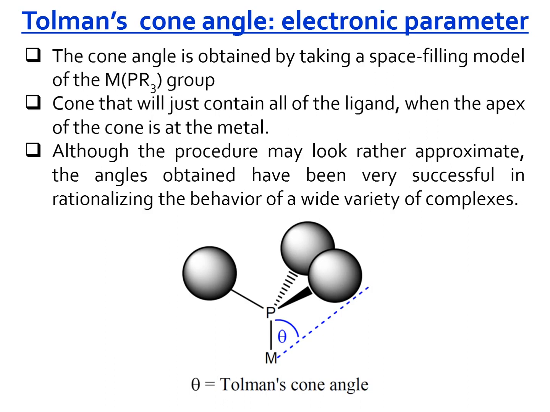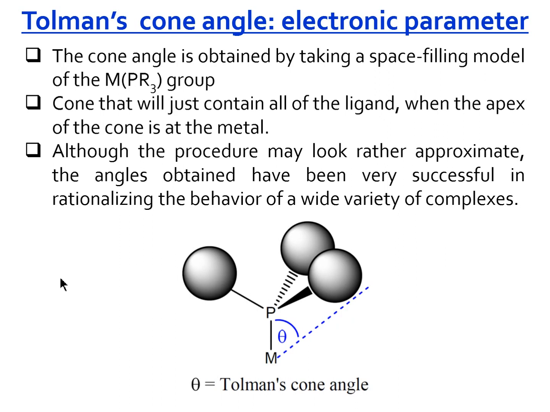What does it mean? According to Tolman, as theta increases, that means the phosphine group is bulky. And as a result, the M-phosphine bond would not be stable, and M releases this bulky phosphine easily.